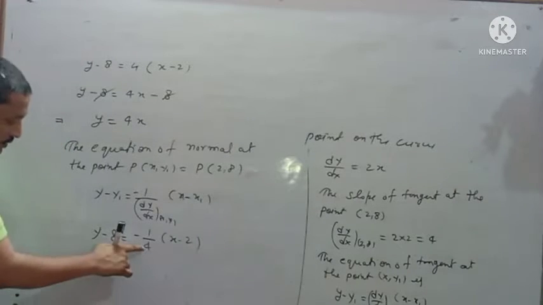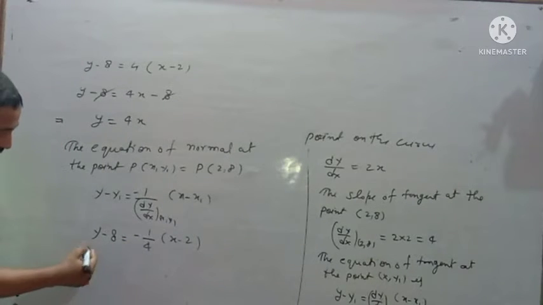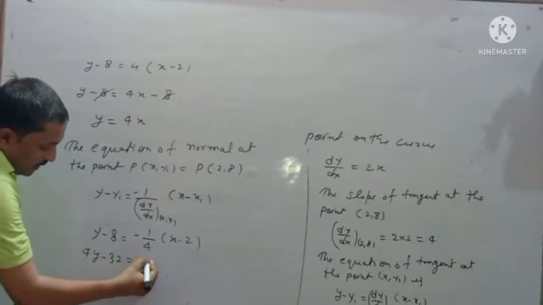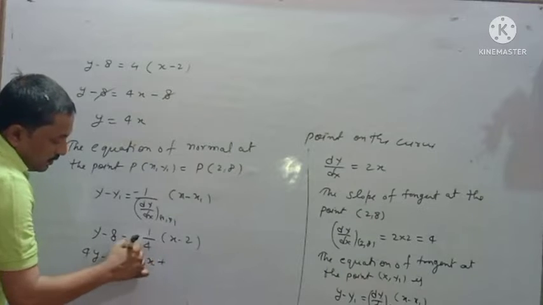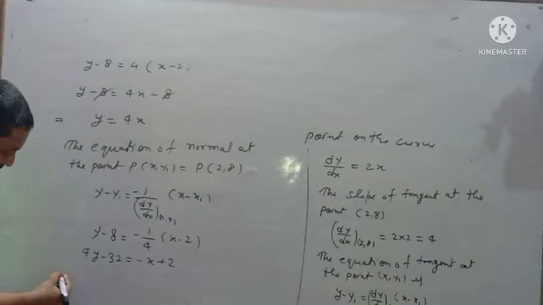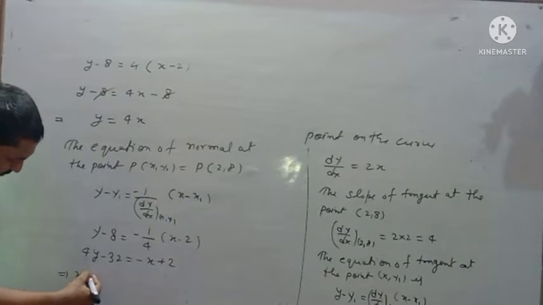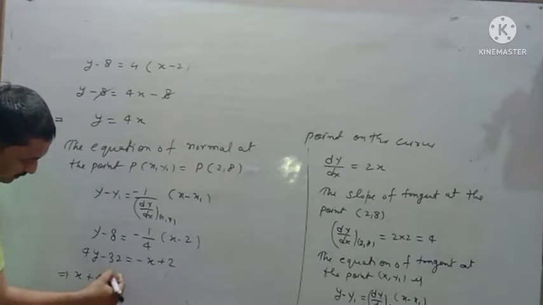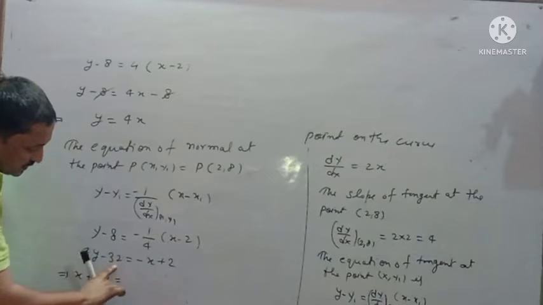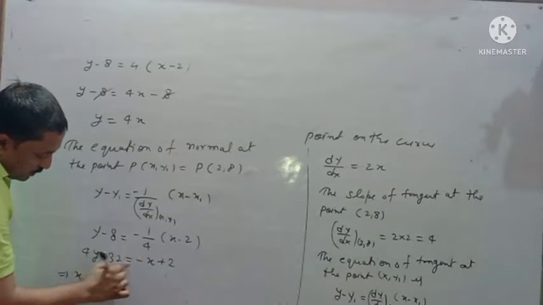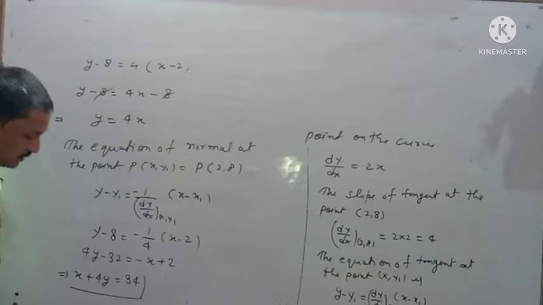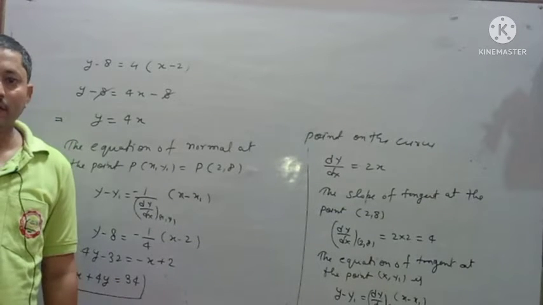After solving, multiply by 4 on the left side, we get 4y minus 32 is equal to minus x plus 2. Transferring minus x to the left side, we get x plus 4y is equal to 32 plus 2, therefore we get 34. This is the equation of the normal of the curve.